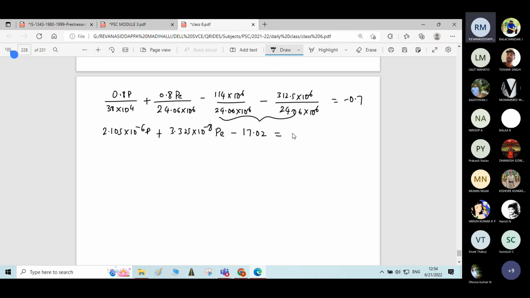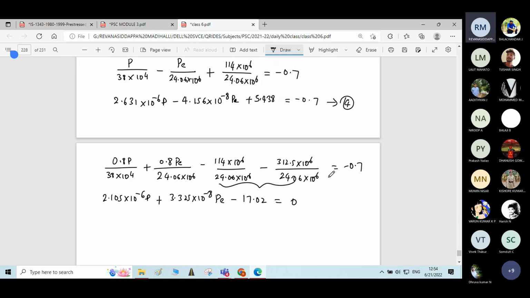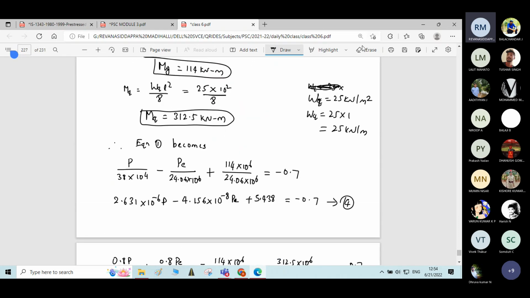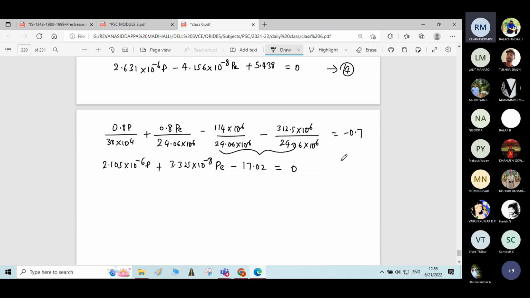is equal to 0. If you take this minus 0.7 to the LHS and simplify, you will get 17.02 is equal to 0. Here also make a correction, it is 0 only here also. If you bring this minus 0.7 to the LHS and simplify, you'll get 5.438. Okay, call this equation number 5.